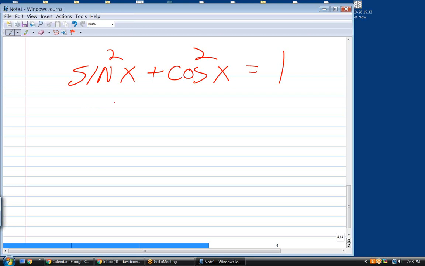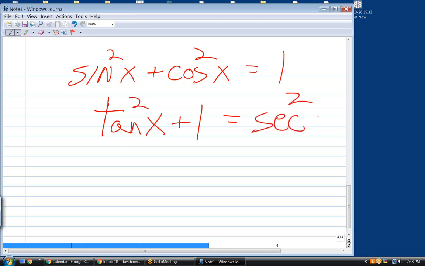Now, that's the most important one. The next one is a little bit stranger and doesn't quite fit the same pattern, but there's a 1 involved. Tangent squared relates to secant in that manner right there. Now, there's a third one, but you really don't have to remember it. The third one is the same as the second one, only using cofunctions.